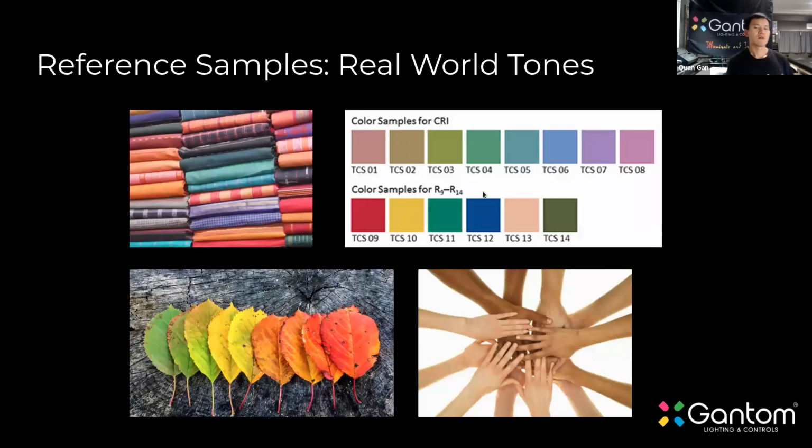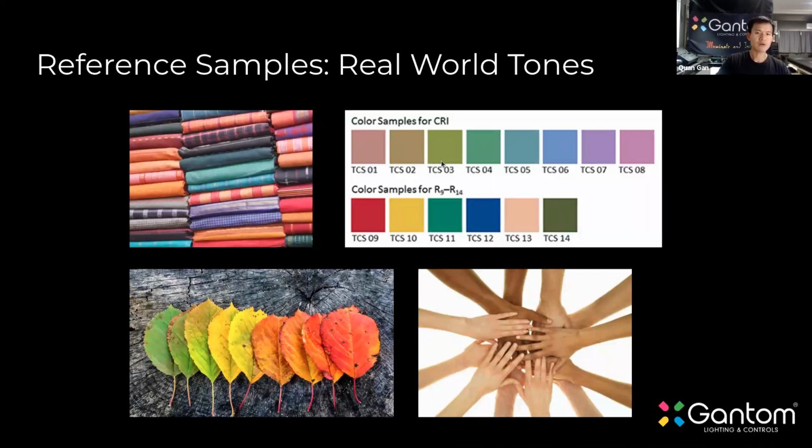Okay, so now we've covered the reference lights. Now let's look at the reference samples. So we've taken real world samples, which range from things that you would see in your daily life, such as fabrics or natural materials or skin tones. And we've taken the average of a lot of those and made representative color samples that allow us to test our lights against.